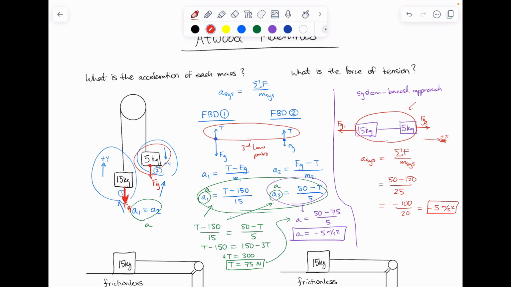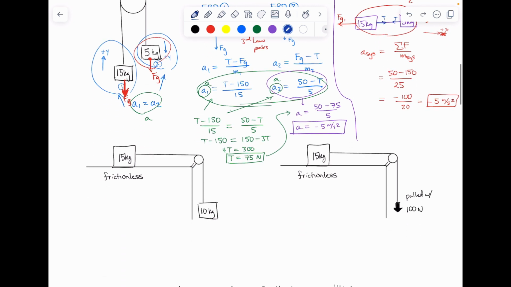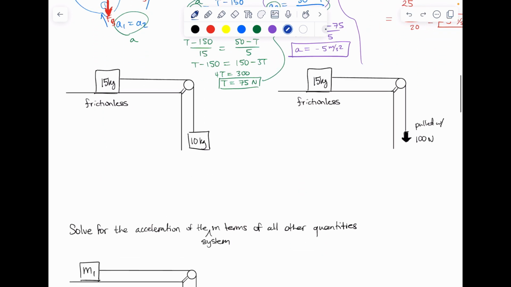Now, because we've treated this as a system, the tension forces are internal to the system. And so you really wouldn't be able to find those unless you did Newton's second law on one piece individually, right? So that's the one drawback of a system-based approach. Let's maybe try another one.